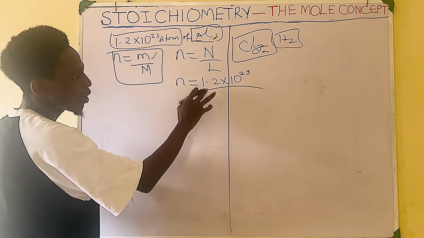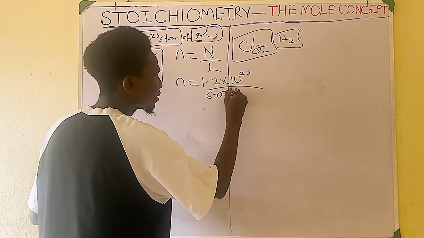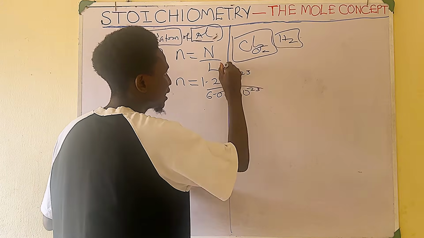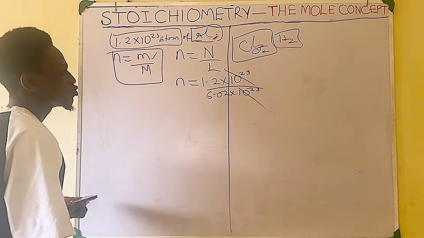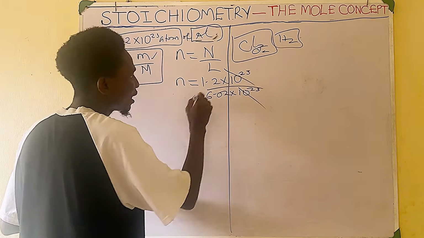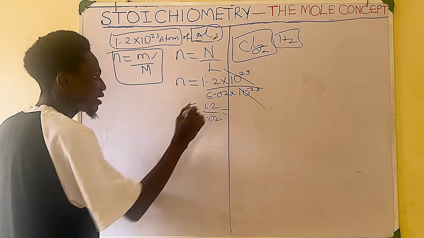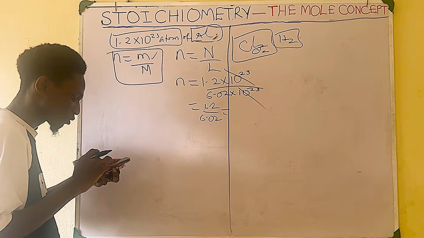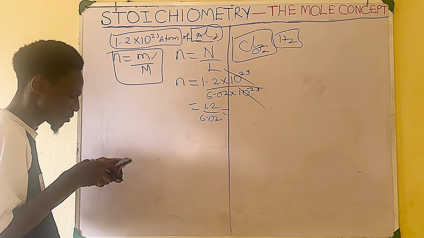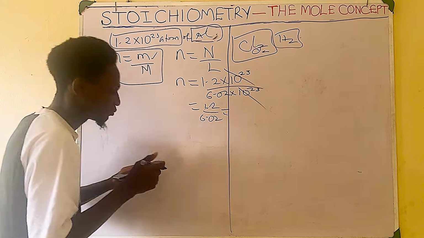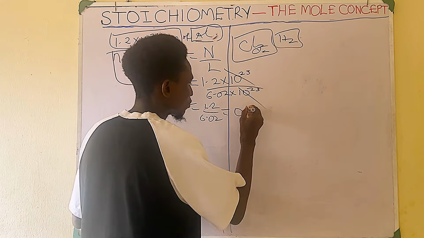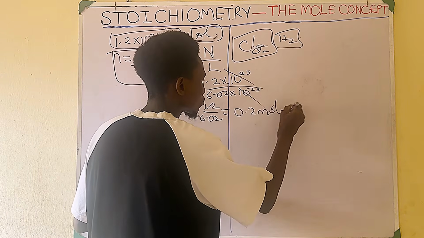Hope you get. So now, Avogadro's number is 6.02 times 10 to the power 23. This cancels out this, division, you don't need to waste your time. So what you are left with is 1.2 divided by 6.02, which should give you 0.2. So you have 0.2 moles.